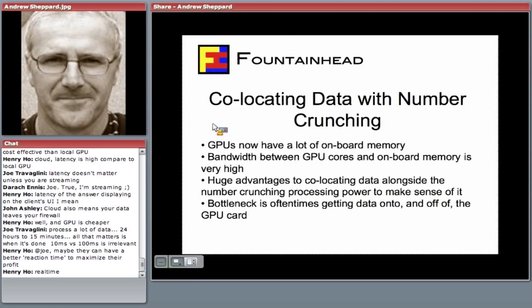When I say co-locating here, if anyone's from a high-frequency trading outfit, co-location typically means locating the computer as close as possible to the exchange to reduce the network latency. I'm not talking about that here. I'm simply saying that if you can get large amounts of data onto a GPU card and co-locate it alongside the processing power to do useful and interesting things with it, there's a huge advantage here.